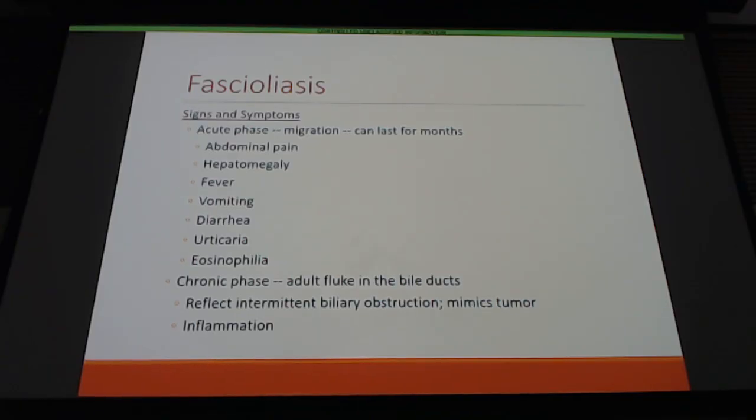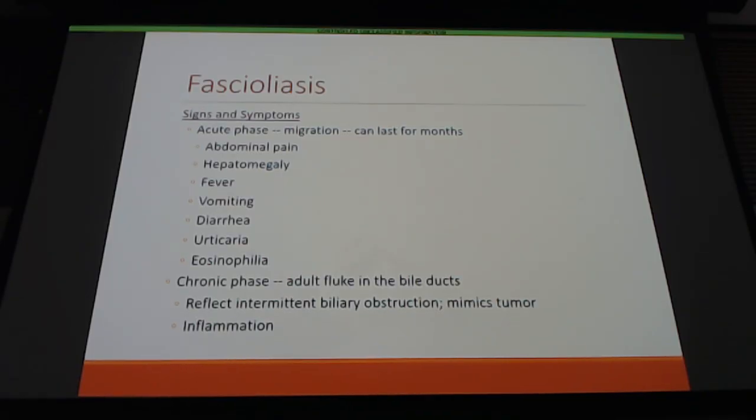That fever may result from the migration of that parasite into the body. Irritation of the gastrointestinal tract and bile duct possibly causes that vomiting. Irritation or blocking of the bile flow can cause some of that diarrhea. And urticaria is just the allergic reaction to the parasite's antigen as it migrates. As it's migrating, you're going to end up with eosinophilia.